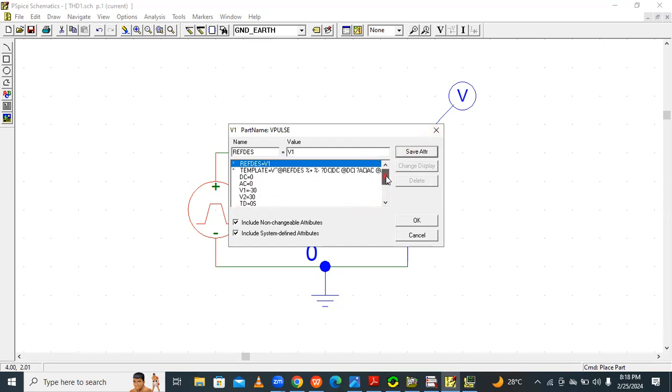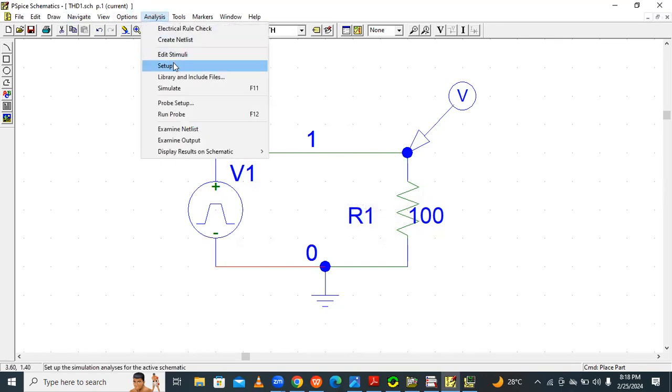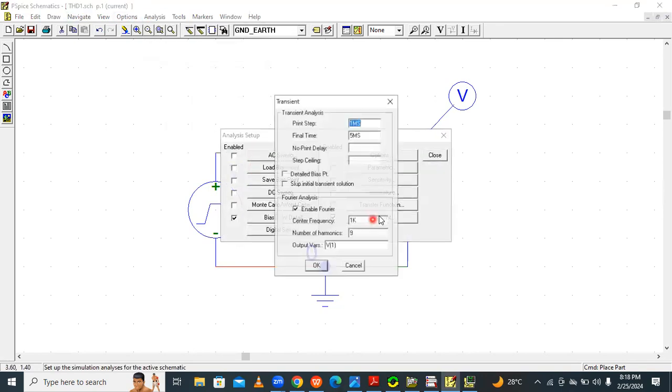Rise time and fall time are very small in a rectangular pulse, that's why microseconds. Pulse width is larger, and pulse repetition is the time period of the rectangular waveform, that is 1 millisecond. Then close, and here under label enter 1, and here also label 0. Then go to analysis, setup, transient, enable transient, print step 0.1 milliseconds, final time 5 milliseconds.